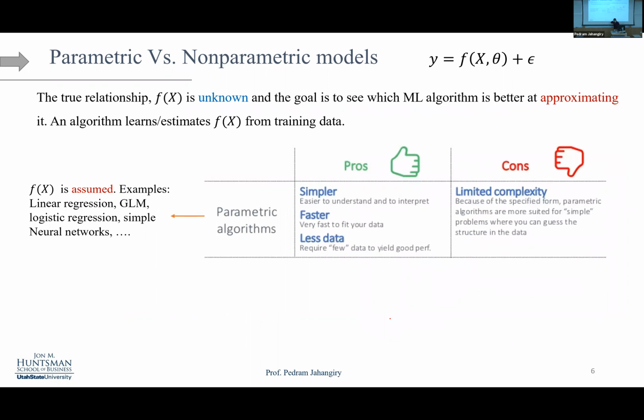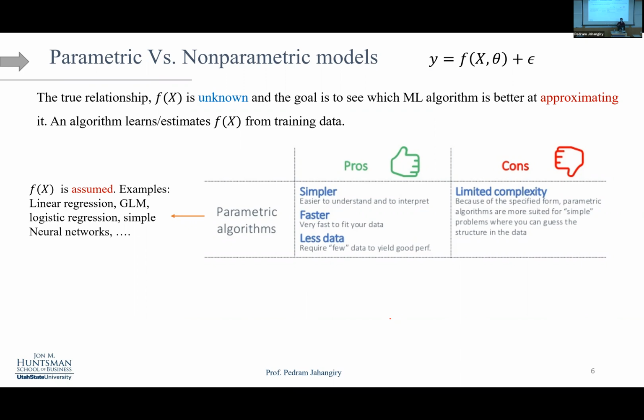The next concept is parametric versus non-parametric models. Remember, the true relationship between your feature space and the target variable, the f of x, is unknown. As I said, all the models are wrong. Some perform better. So that f of x is unknown. The goal is to see which of the machine learning algorithms that we're going to cover is better at approximating that function. So far, good? Now, an algorithm will learn or estimate that f of x from the training data. So I have a data set, where let's say 70%, 80% is reserved for training the model, and the remaining 10%, 20%, 30% is used for testing the model.